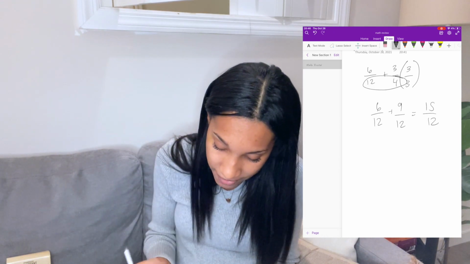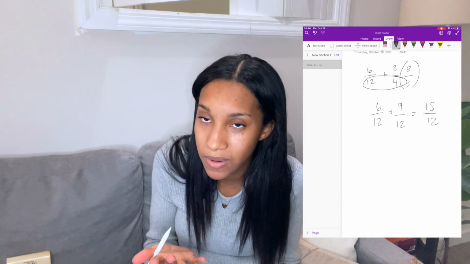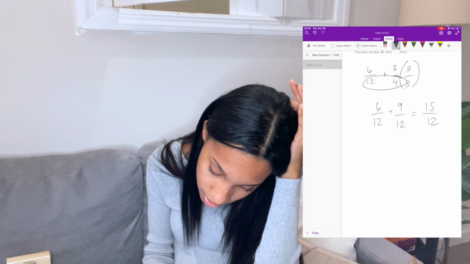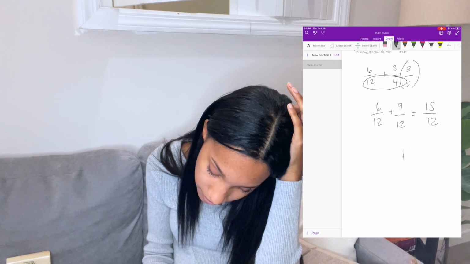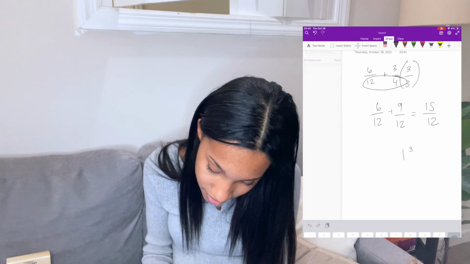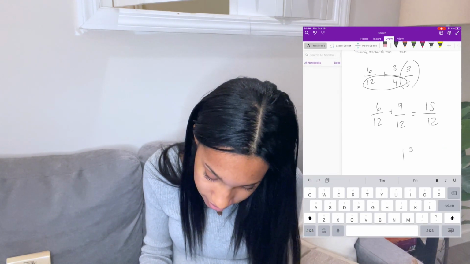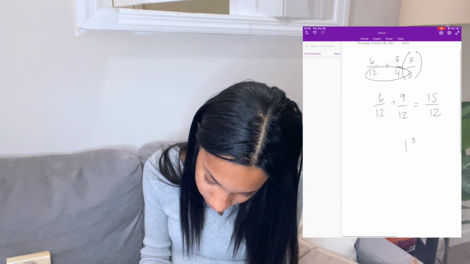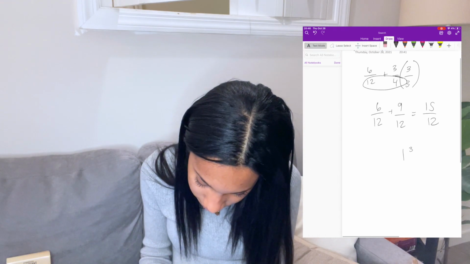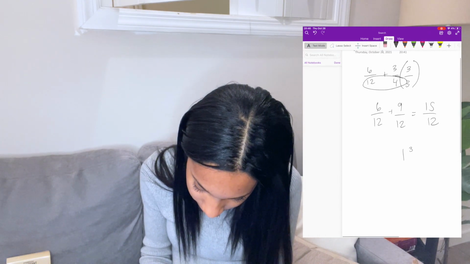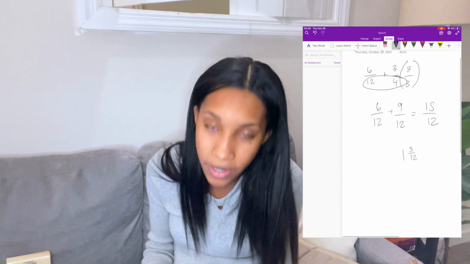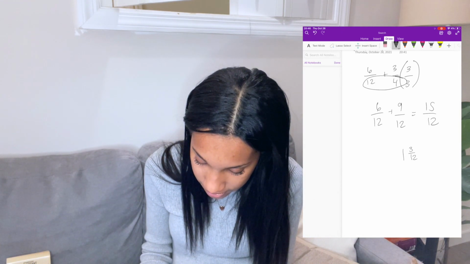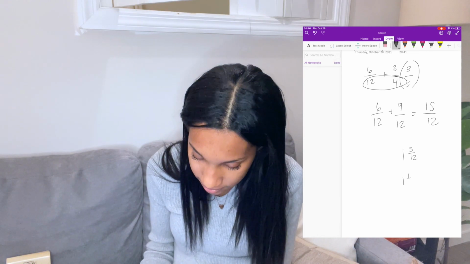And this is an improper fraction, so the test is going to want you to put it in a proper fraction form. So it's going to be 1 and 3. Oh, I lied. No, I didn't. 1 and... Where did I go? 1 and 3/12. Why is that right? Okay, 1 and 3/12. It's going to want you to simplify. So you would basically just divide 3 into 12. So it's going to be 1 and 1 over 4.